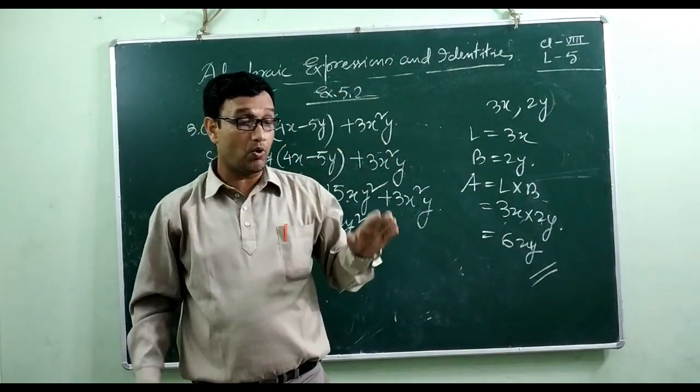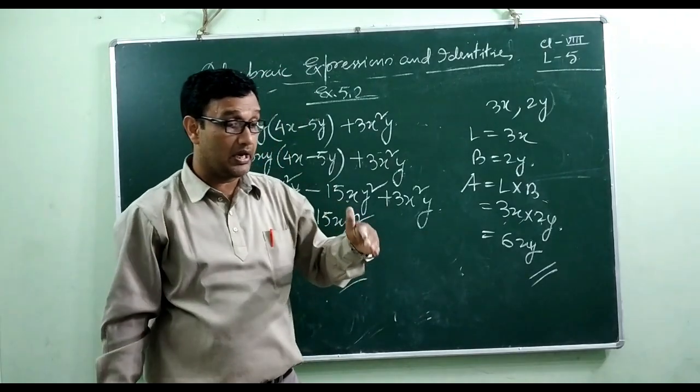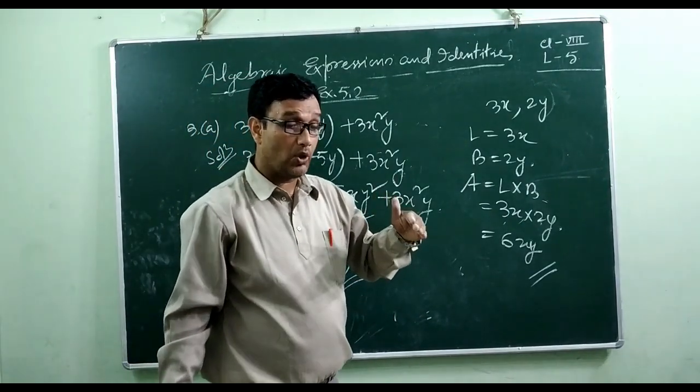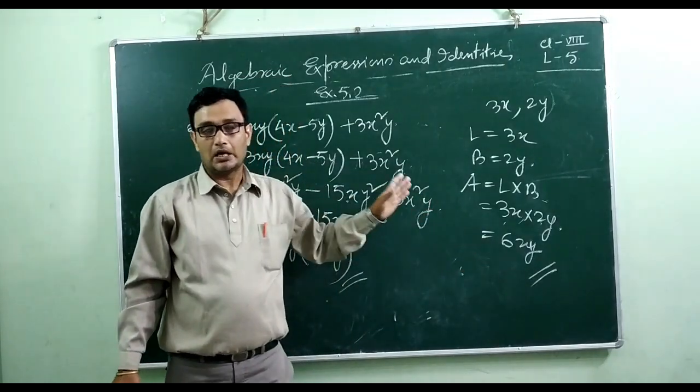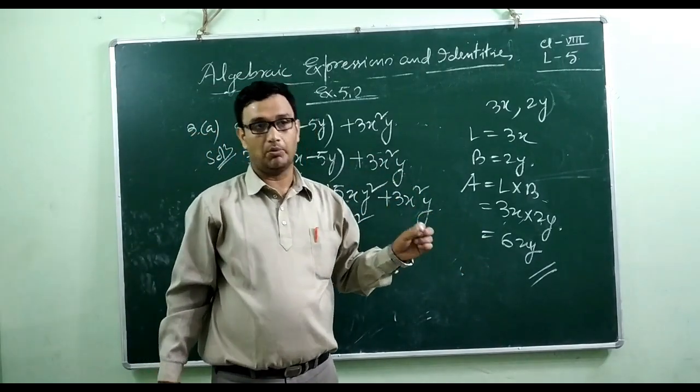In question number 4, all the questions are given: find the area of a rectangle with the following length and breadth respectively. Questions are given in this way. It's very easy. You can solve it yourself.